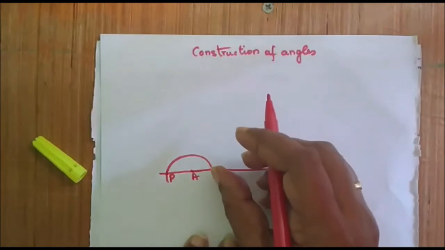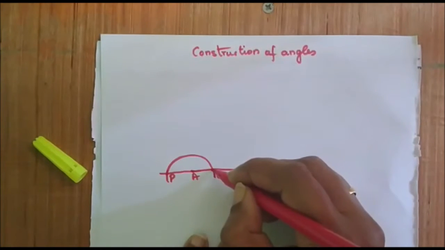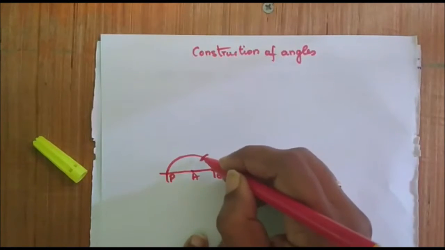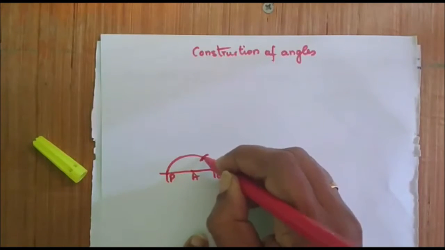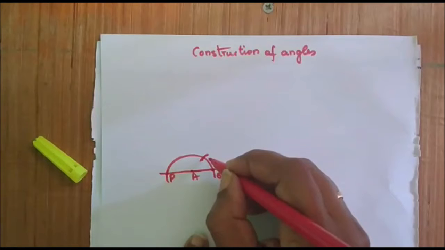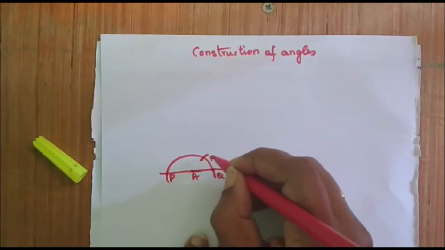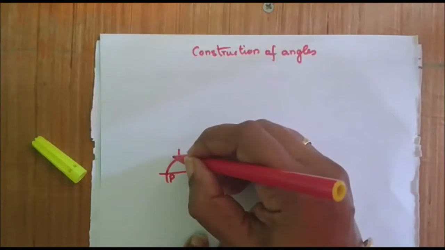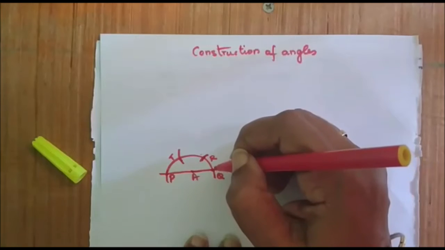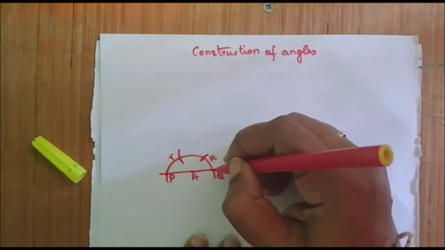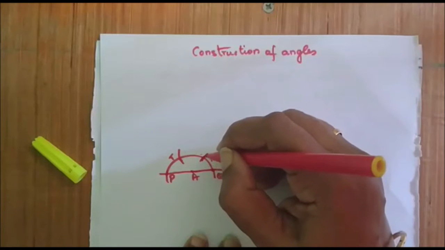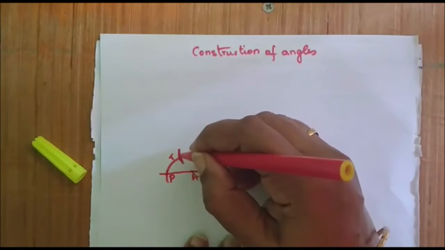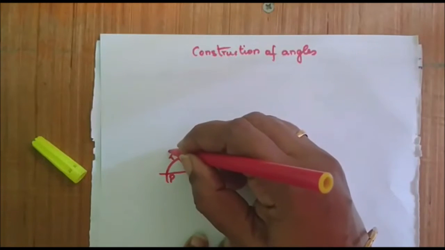Then with Q as the center, draw an arc here. This is 60 degrees. Let me call this point R. Then, with R as the center, I draw another arc cutting the first arc at T. So at Q I kept my compass and made an arc, this is 60 degrees. Then with R as the center I cut it once again at T. So this is 120 degrees.